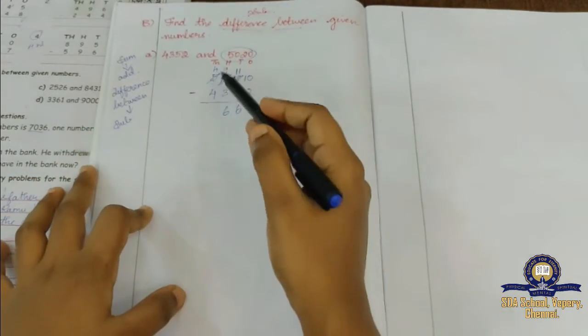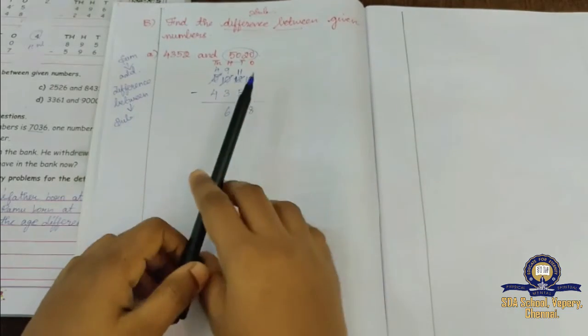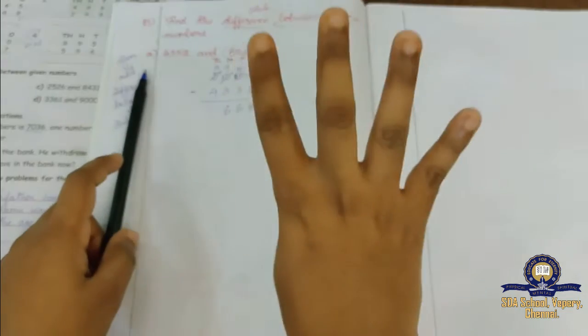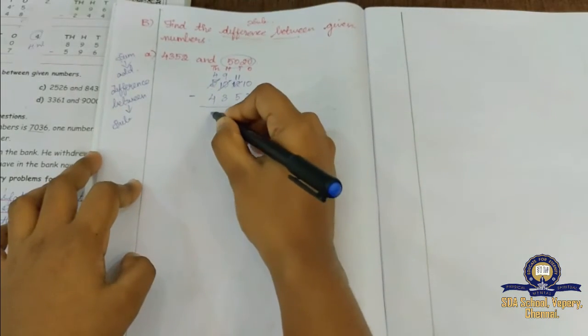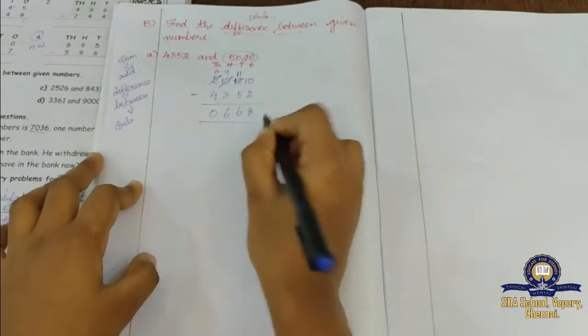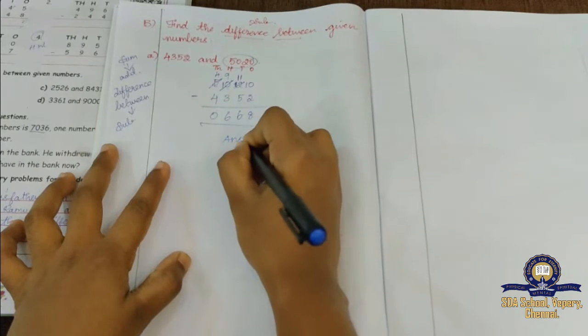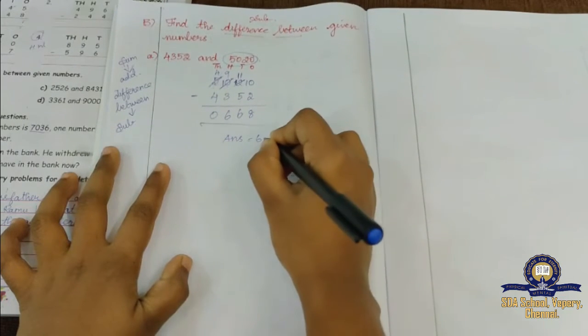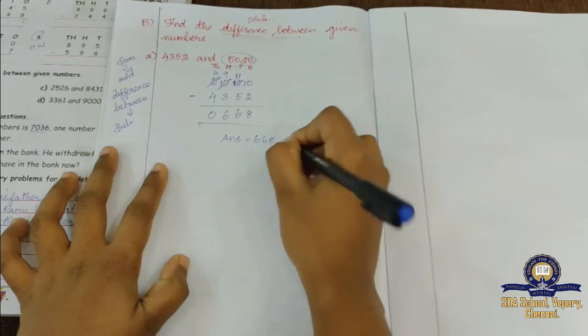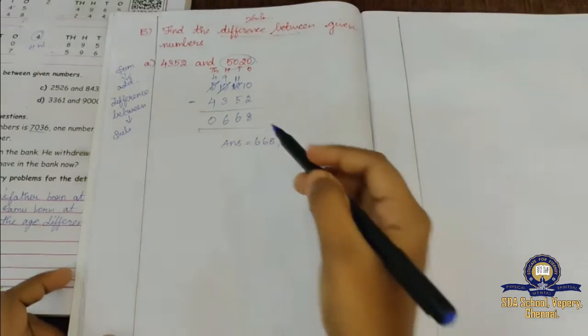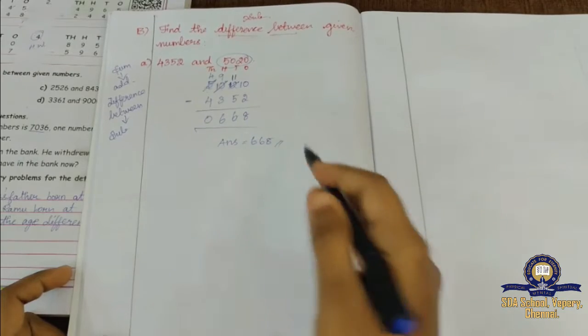Then here we have 4 and 4. So what is 4 minus 4? 4 minus 4 is 0. So 0 has no value. So the answer is 668. Okay. We don't need to put this 0 because 0 has no value.